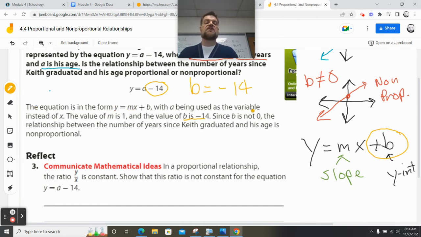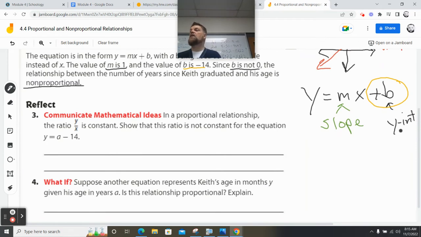So it says the equation is written in the form y equals mx plus b, where a is used as the variable instead of x. The value for m is 1, although we don't write it down, right? Isn't 1a the same as just a? So m is 1, but the value for b is negative 14. Since b is not 0, the relationship is non-proportional. Okay? So that's what we've got to do.